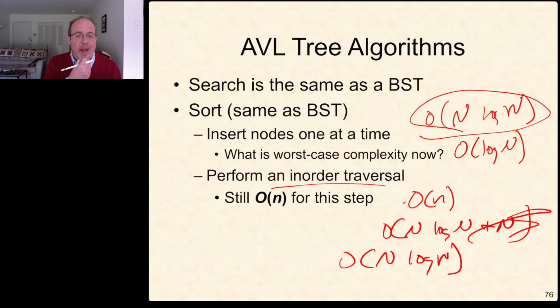So using an AVL tree to perform a sort can be done in n log n time, which is the don't pass go, do not collect $200. It's the fastest asymptotic sort time you can have.